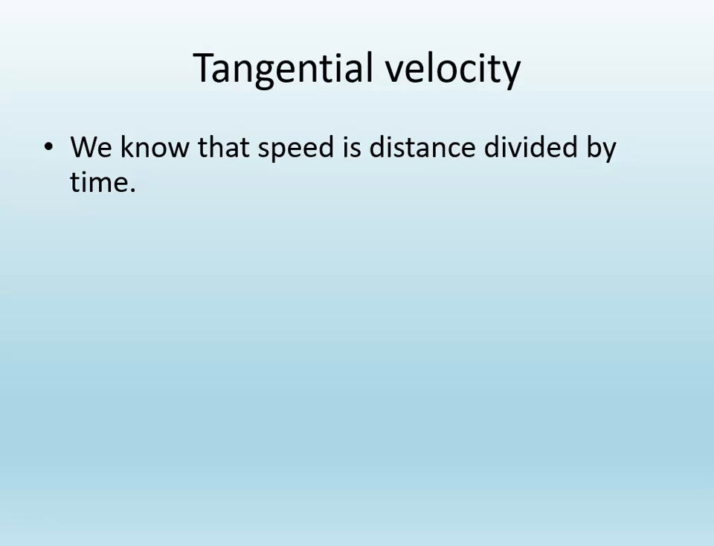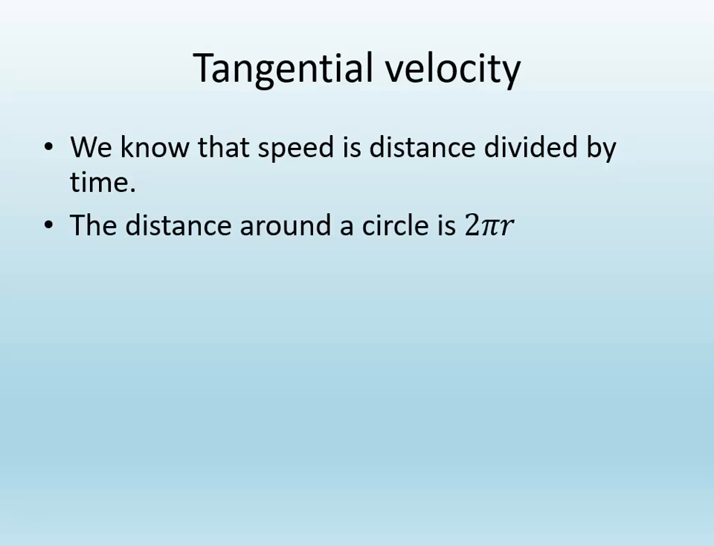So what is it? It's the speed that the object is moving around the circle. But to figure that out, you think, okay, speed is distance divided by time, but the distance around a circle is the circumference of the circle. That is 2 pi r, where r is the radius of the circle.